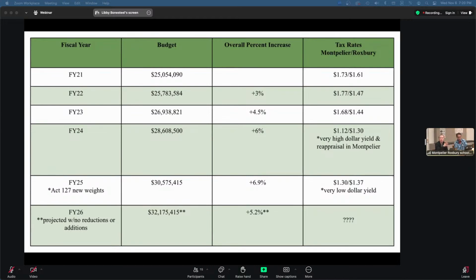We're at a 5.2%. So last year, our 6.9% equaled a 15% tax increase here in Montpelier. So we can predict that a 5% increase is probably going to be up there as well if we don't make any other changes. And I don't mean to scare people with that number. It's just the reality of where we are right now.